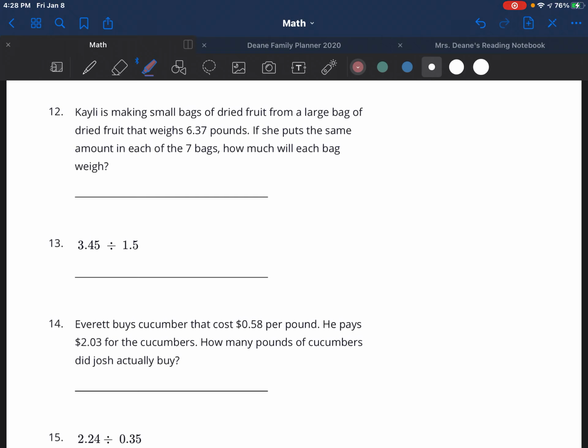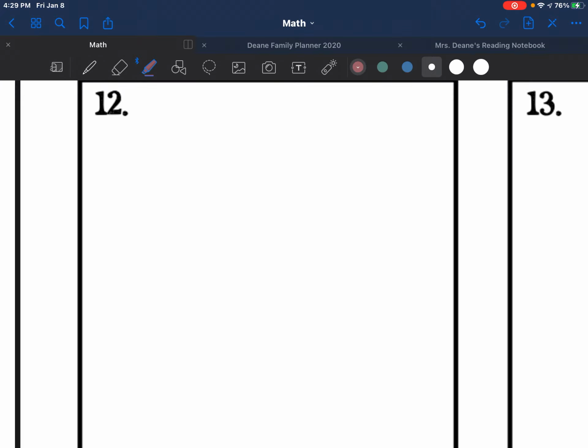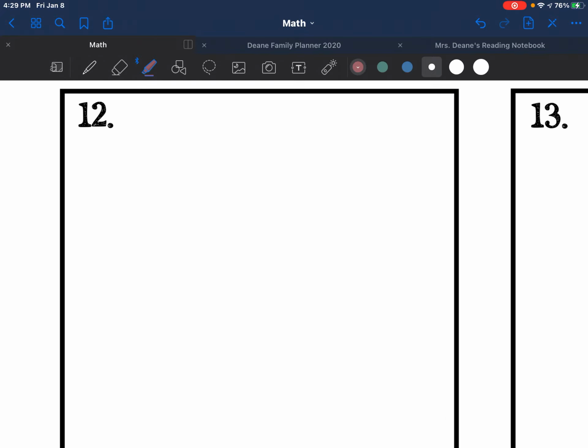And it says Kaylee is making small bags of dried fruit from a large bag of dried fruit that weighs 6.37 pounds. If she puts the same amount in each of the 7 bags, how much will each bag weigh? So we move to our work paper. And remember, this is a division test, so you really shouldn't question much of what you need to do here other than the fact of you need to divide.